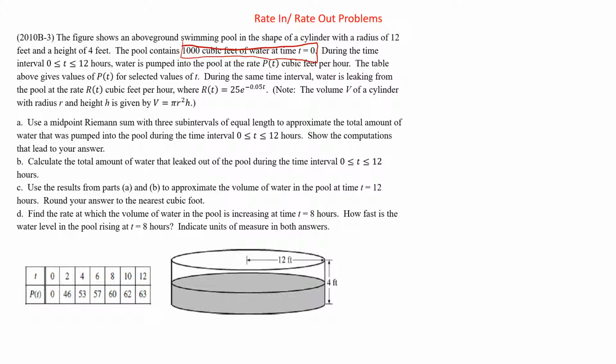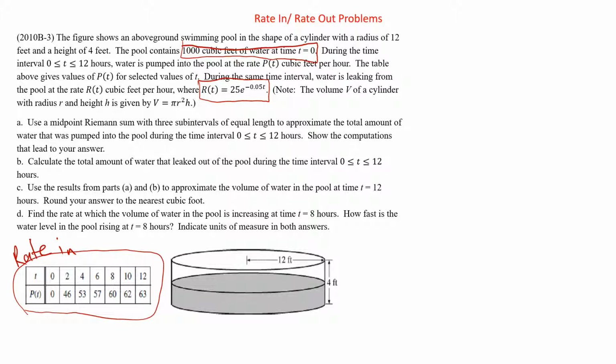So during the time interval from 0 to 12 hours, water is pumped into the pool at a rate of P of t, and that's shown in the table. We have P of t, so we're given a table for the rate in. And then during the same time interval, water is leaking from the pool at a rate R of t, cubic feet per hour, where R of t is that equation, 25e to the negative 0.05t. And then it gives you the volume of a cylinder, because that's going to be important, again in part D.